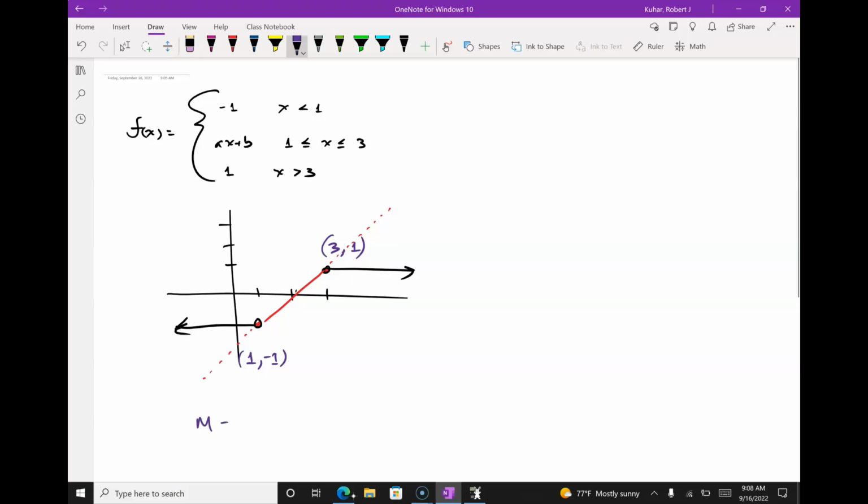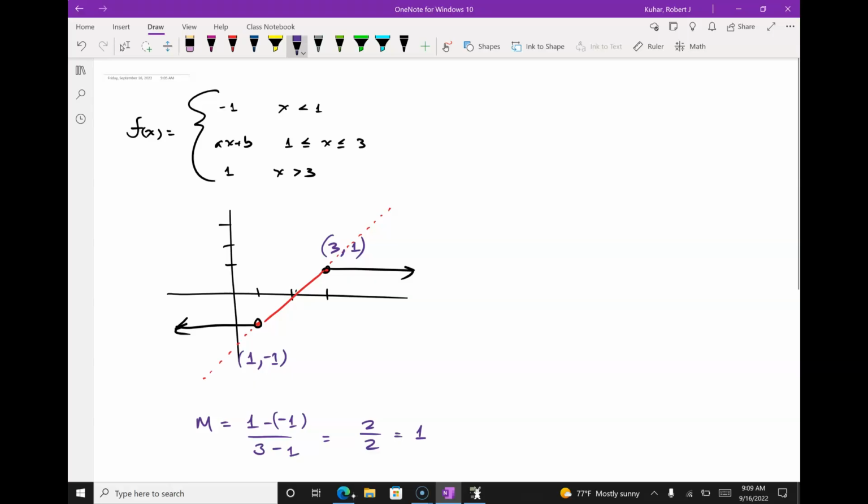So what's my slope of my line? 1 minus a negative 1. Make sure you're with me here. All over 3 minus 1. So I get 2 over 2. I get 1. So there's the slope of my middle function.